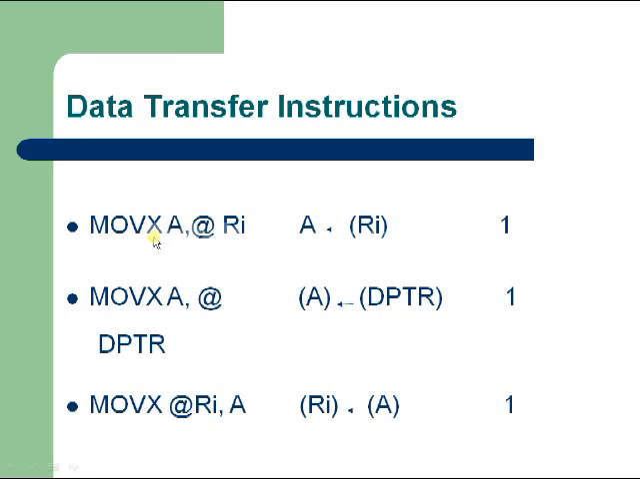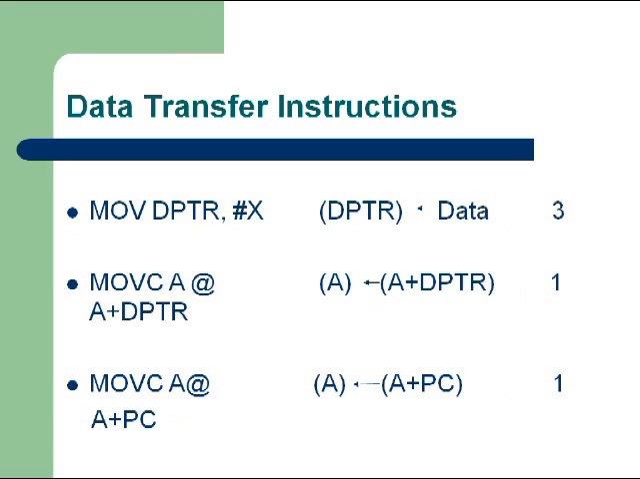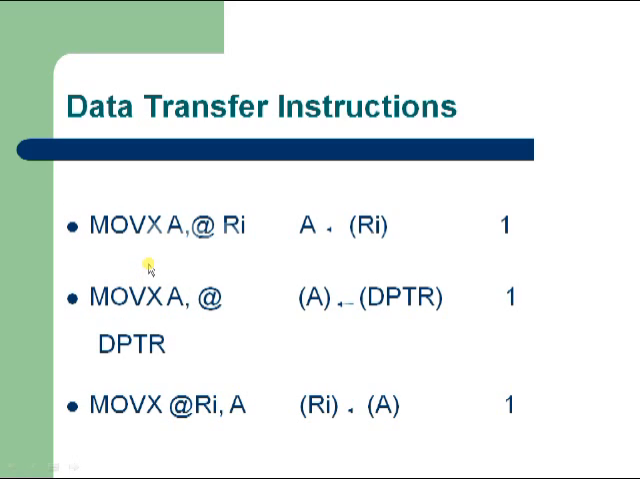MOVX is the instruction used for accessing external RAM locations. As we know, MOVC is used for accessing ROM locations, and MOVX is used for accessing external RAM locations. So MOVX A, @Ri: the value in Ri is considered as an address, and the value present at that address gets copied into the A register. And MOVX A, @DPTR: the value at address DPTR would be copied into A.